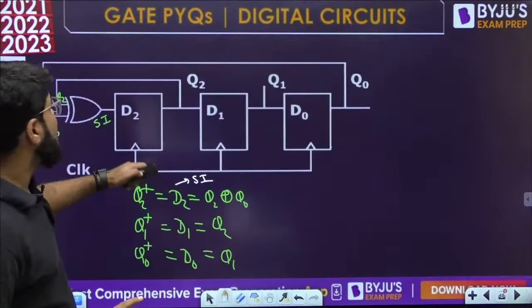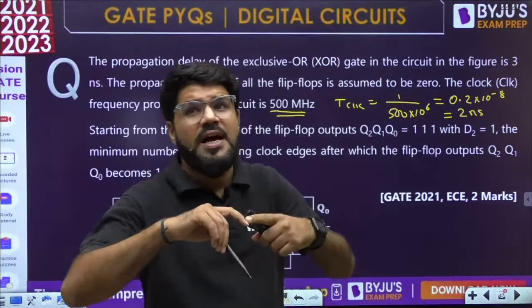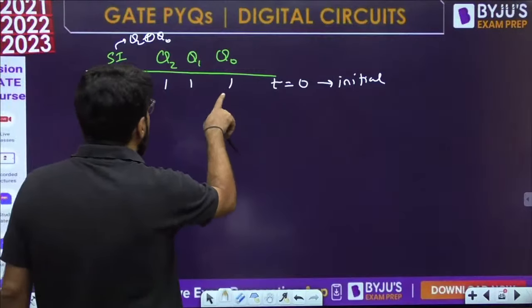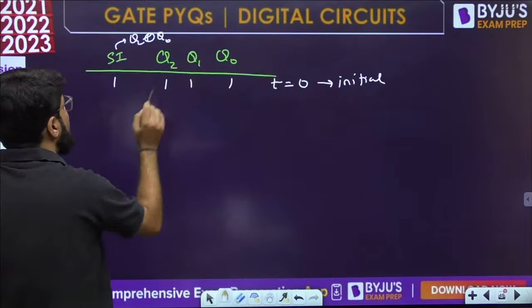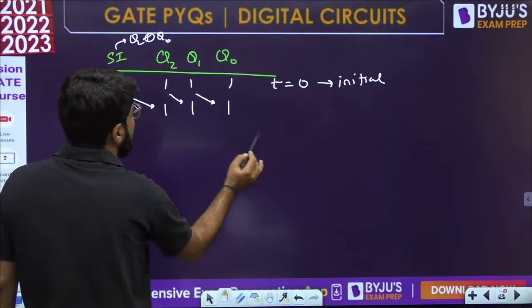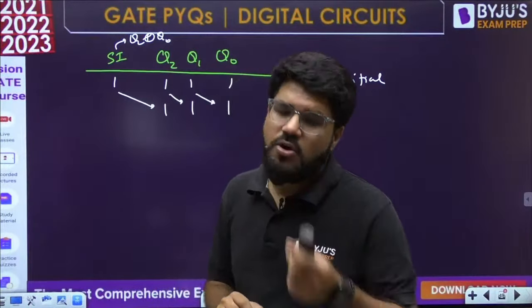The XOR output is after 3 nanoseconds, but the clock time period is 2 nanoseconds. That means after 2 nanoseconds itself, the clock transition will happen, and at every clock this shift register will update. All the D flip-flops will update. So this will come here, this will come here, this will happen at T equal to 2 nanoseconds. That is the first clock edge.